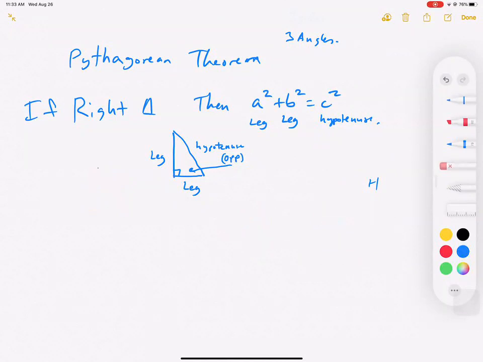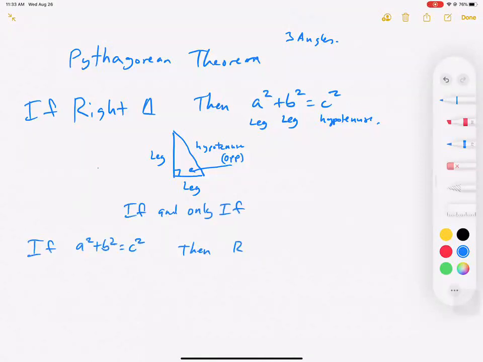Now, what happens is, this is what we call an if and only if type of theorem. If this is a right triangle, then a squared plus b squared equals c squared. It also works the other way. If I told you the relationship of the sides of a triangle are a squared plus b squared equals c squared, then you must know that this is a right triangle. Then let me write this in a different way. Then triangle is right.